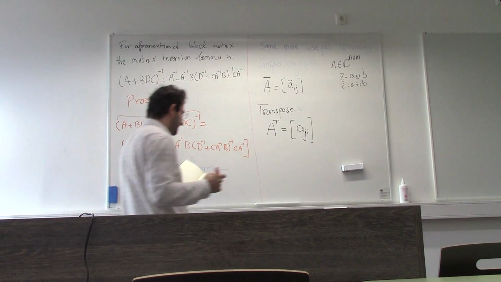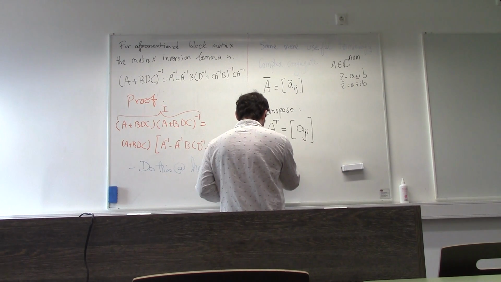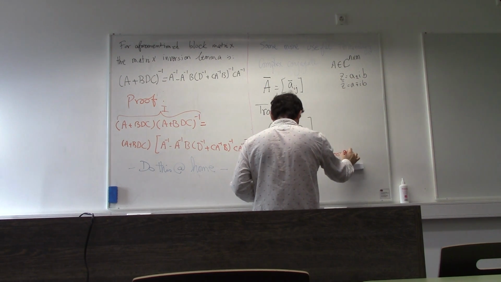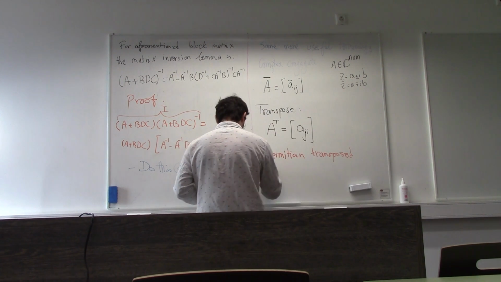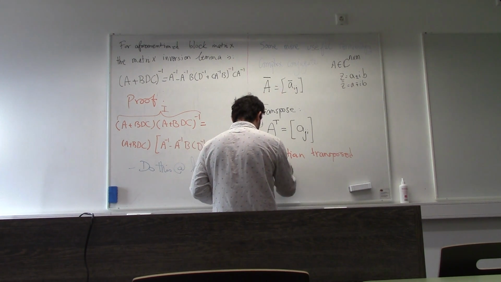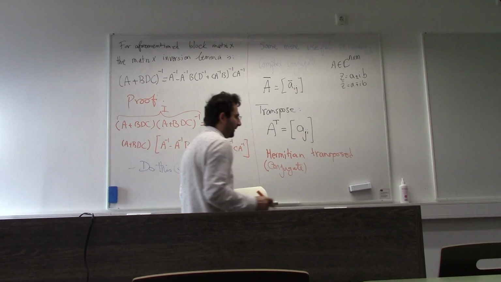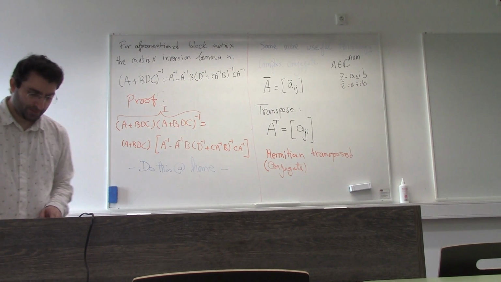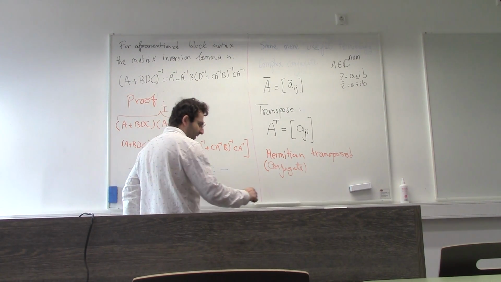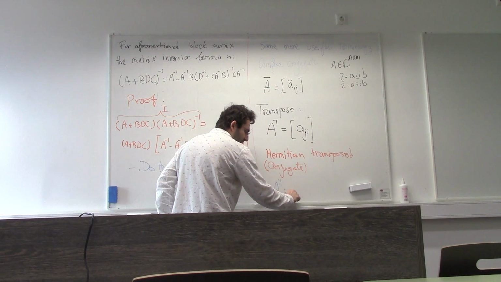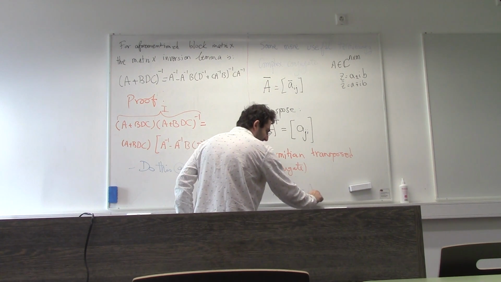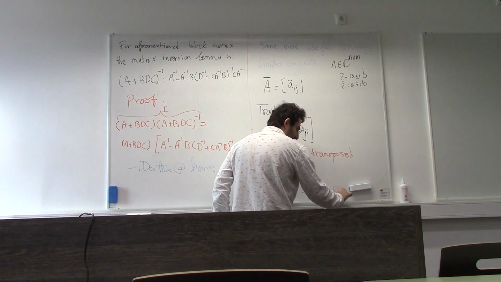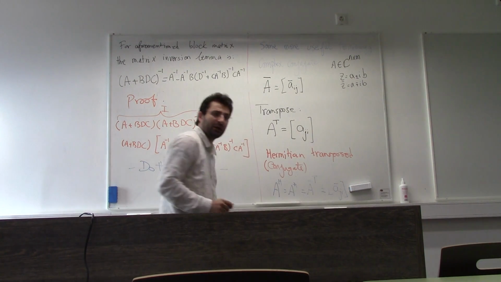Now, the next thing is the Hermitian transpose, or in old fashioned terms we call it conjugate transpose. We show it as A H or A star or A conjugate transpose, and it is simply all the elements are conjugated and transposed.